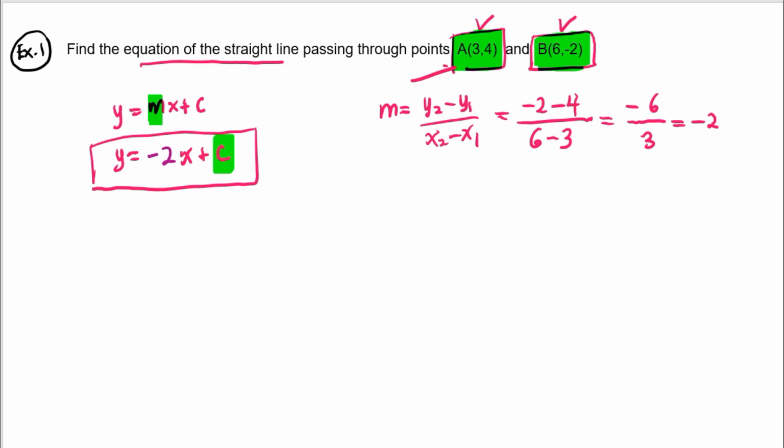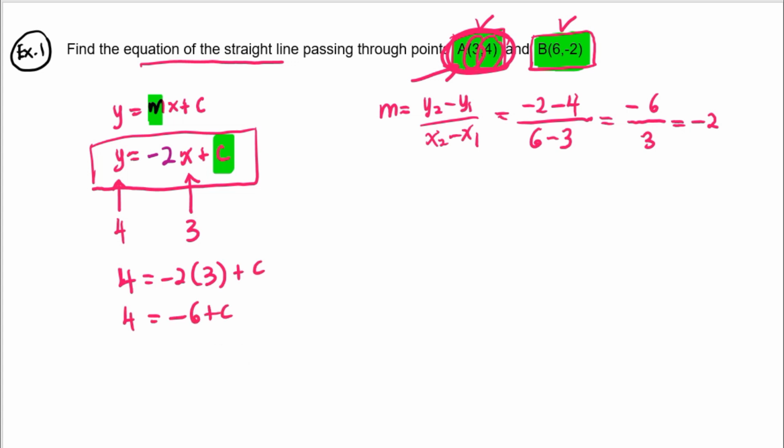Suppose I choose A. Now I want to substitute the coordinates x and y with 3 and 4. So we substitute here. We know that the y coordinate here is 4, so this is 4. We substitute x with 3 here, so we get the value for c. Suppose we have 4 is equal to -2 multiplied by 3 plus c. So 4 equals -6 plus c.